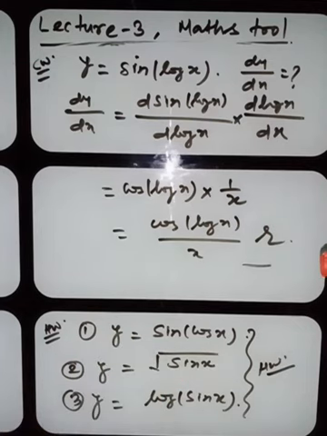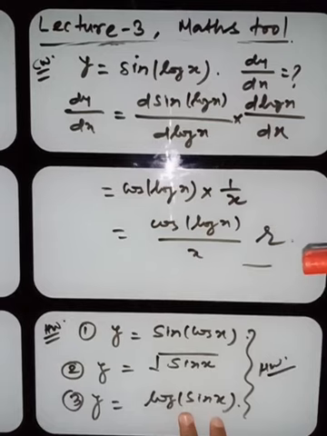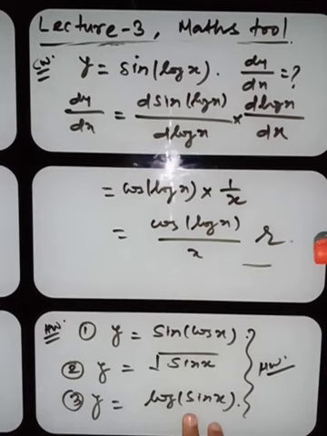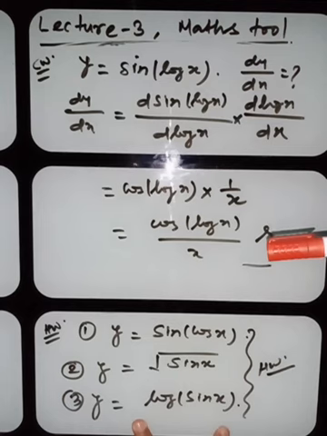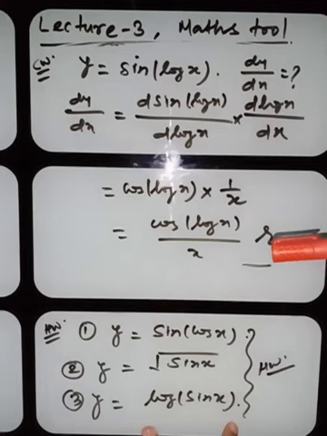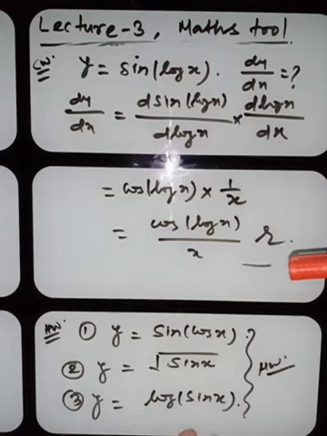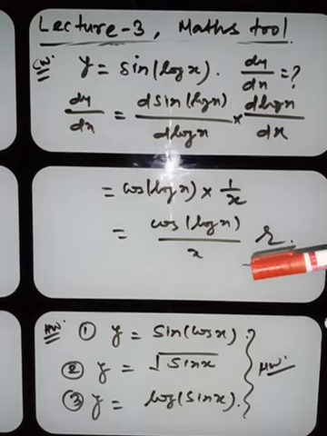Okay, and here log x, we know the definition of log x, but at the place of x we are having sine x, we don't have x directly, so you will first make the chain. What you have to do, you have to write d log sine x divided by d sine x, and then you will make the chain. After that you will be able to get the differentiation.